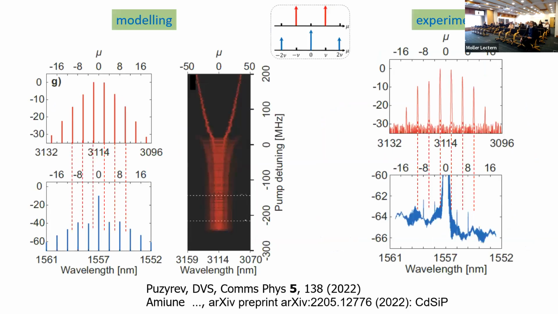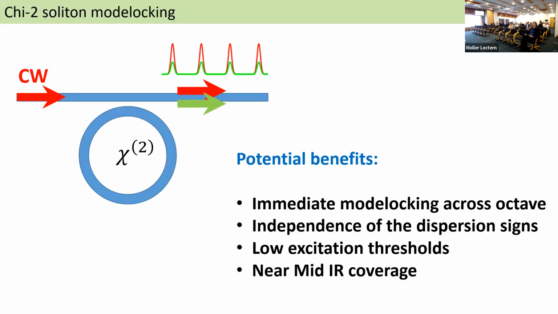You can find them in the experiments as well. Here you can see experimental data, red and blue spectra. And you can see where there is a comb line in the red, there is no comb line in blue, right? And when there is a comb line in blue, there is no line in red. Okay, now Kaito solitons.